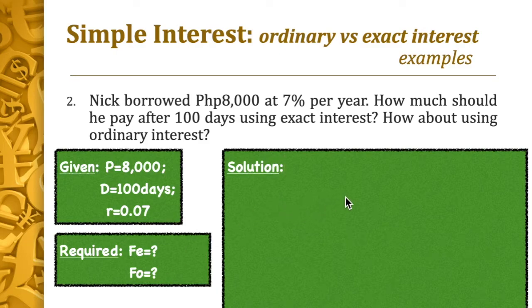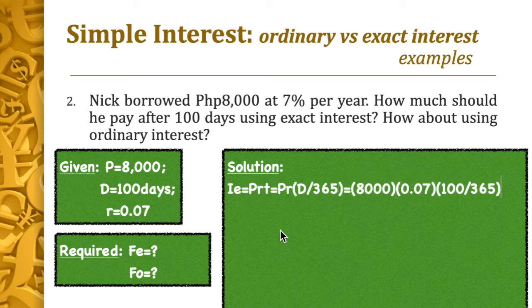So for our I sub E, making use of the same formula we have used in the last slide, I sub E is equal to PRT, where T is D over 365 since it's exact. So using the formula, 8,000 times 0.07 times 100, there's 100 days, right? Divided by 365. Okay, so the answer for the interest is 153 pesos and 42.465 something something. So let's round to 42 centavos. 153 pesos and 42 centavos.